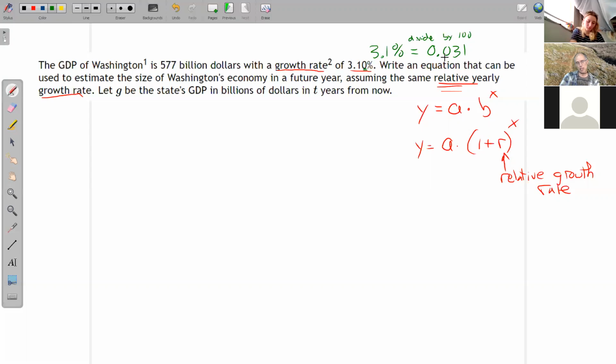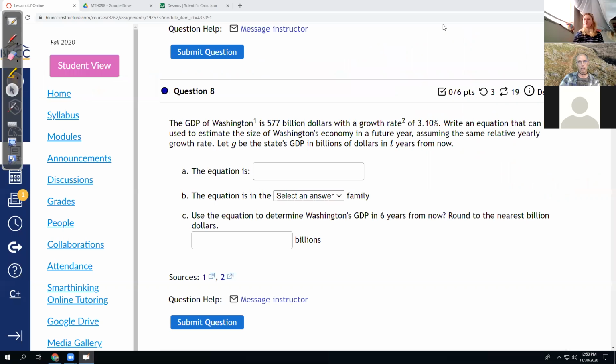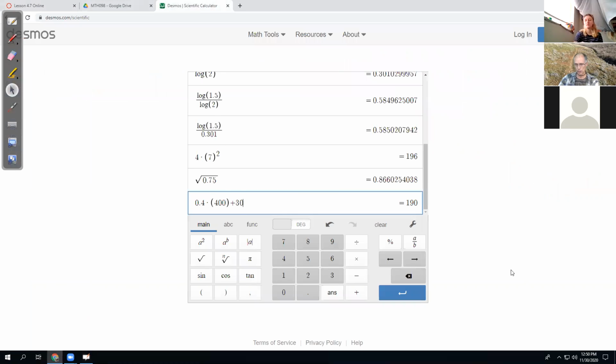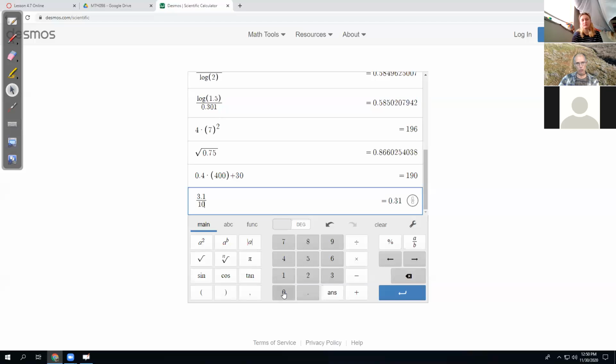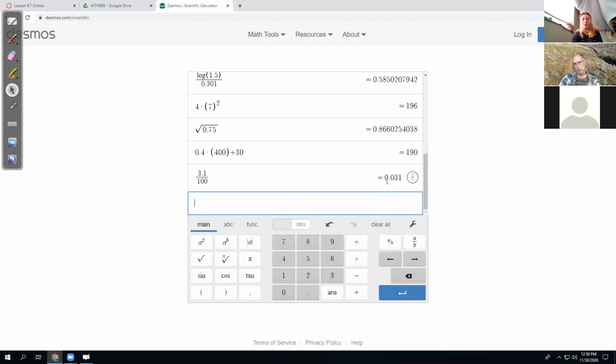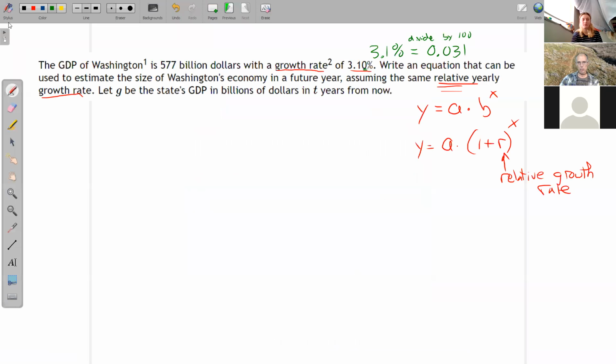So the most common mistake people make on this one is they mess up converting the percent to a decimal. So just remind yourself that percent means divide by 100. So if I take 3.1 and divide by 100, double check on your calculator is always a good idea. There's my 0.031 that I wrote down. So check, check, check, always got to check.